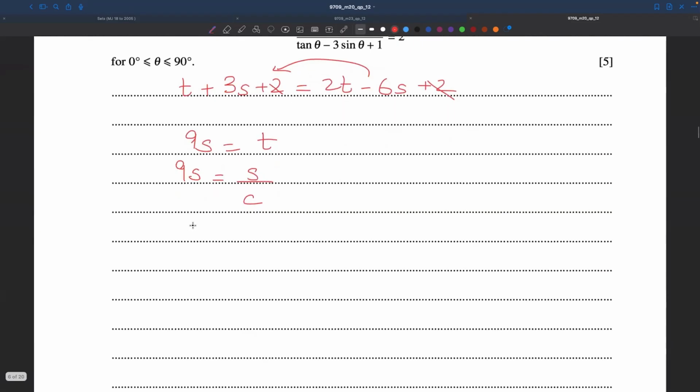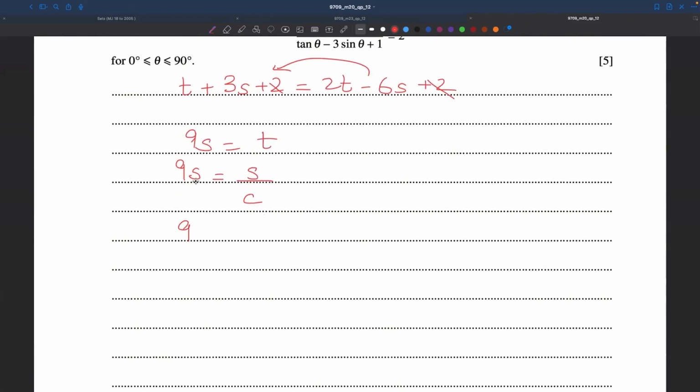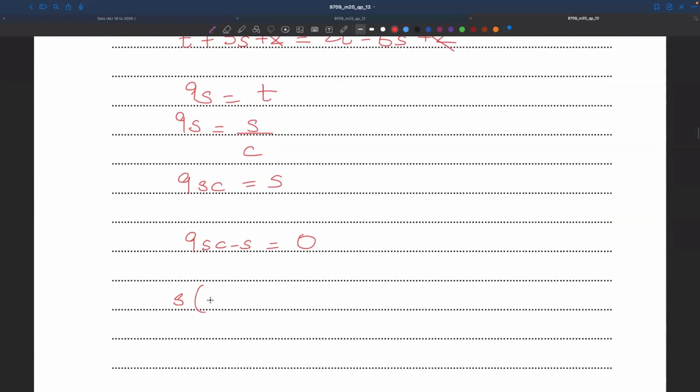Now before you do anything else, if you cancel sine out over here, you might lose marks, because first you will cross multiply. You will bring the sine on this side. And now you will take sine common over here. You will get sine times (9 cos minus 1) equals 0. So the important thing to remember now is this.